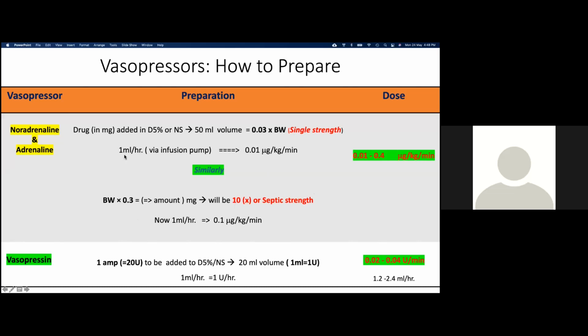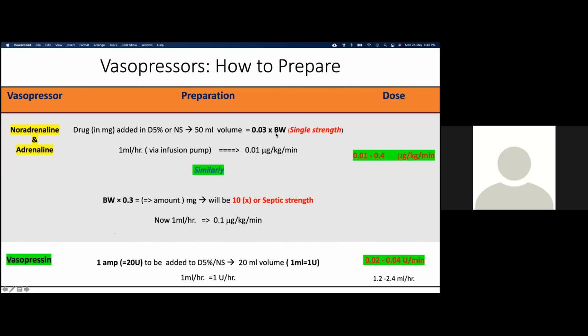So again, when it was single strength, 1 ml per hour was delivering 0.01 microgram per kg body weight per minute. Nothing else. We have just multiplied by 10. So now 1 ml per hour in 50 ml of dilution will be delivering 0.1 microgram per kg body weight per minute. So the concentration of drug delivered to the patient is increased 10 fold. If we are running it at 4 ml per hour, we are almost achieving the maximum dose of noradrenaline, which is 0.01 to 0.4 microgram per kg per minute. So this is the way it has to be prepared.